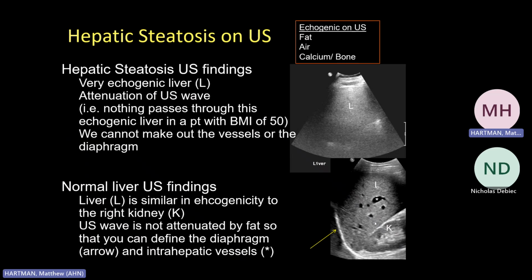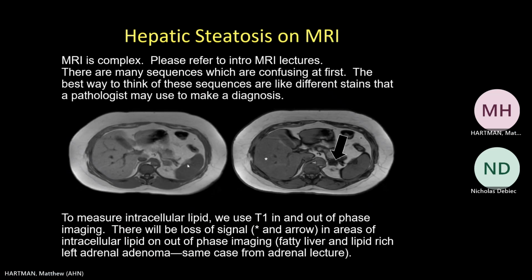This is a normal liver. I can see the vessels, the parenchyma really well. So fatty liver, normal liver. MRI, we've seen this before, the in and out of phase imaging where we're looking for microscopic fat. This is the out of phase imaging. You get the India ink around the major organs.